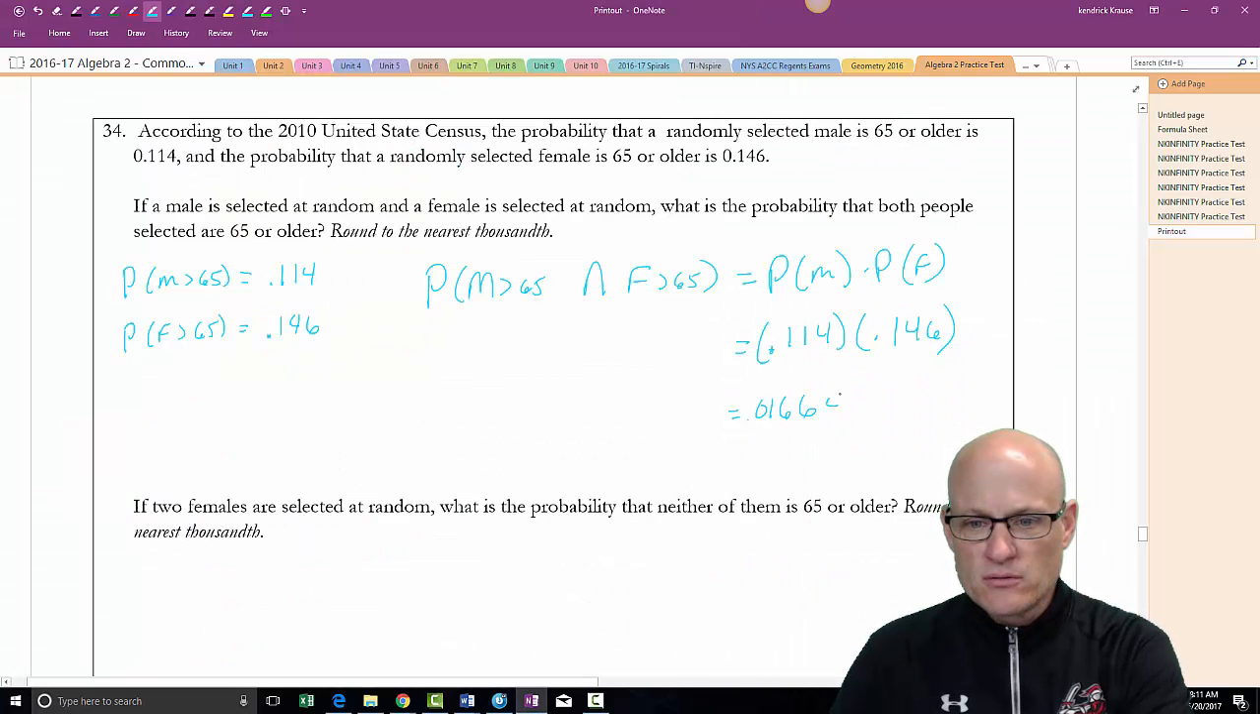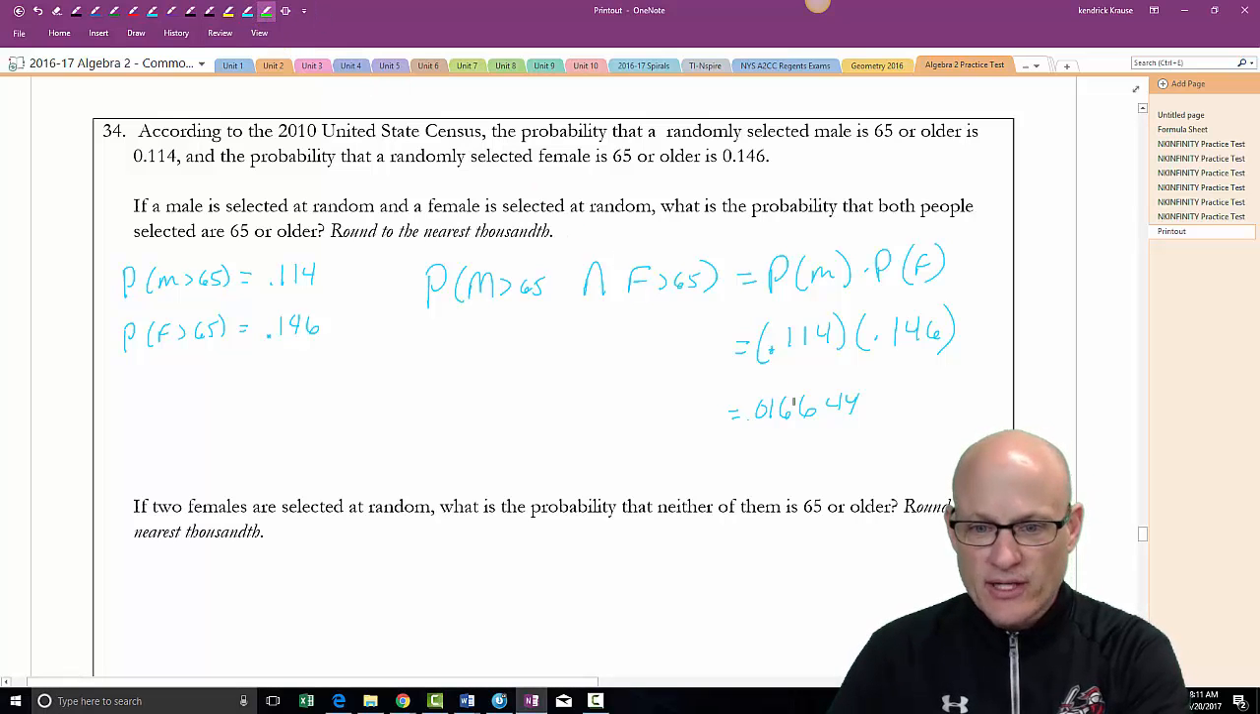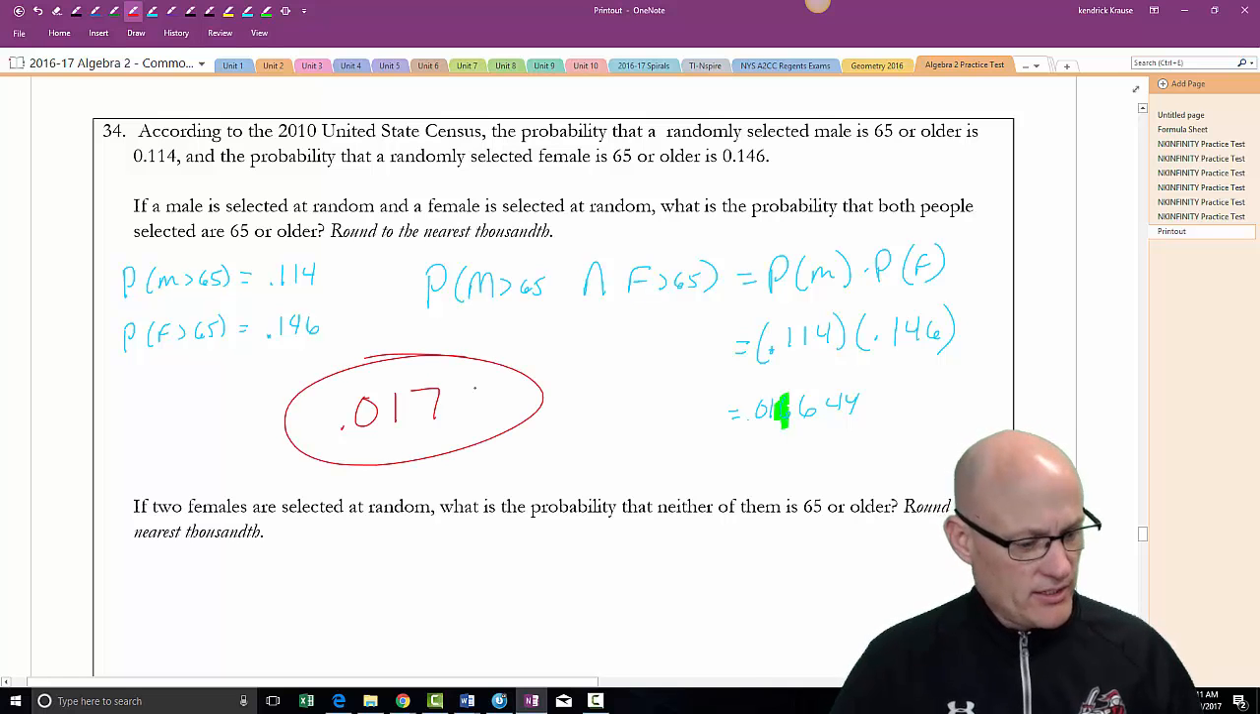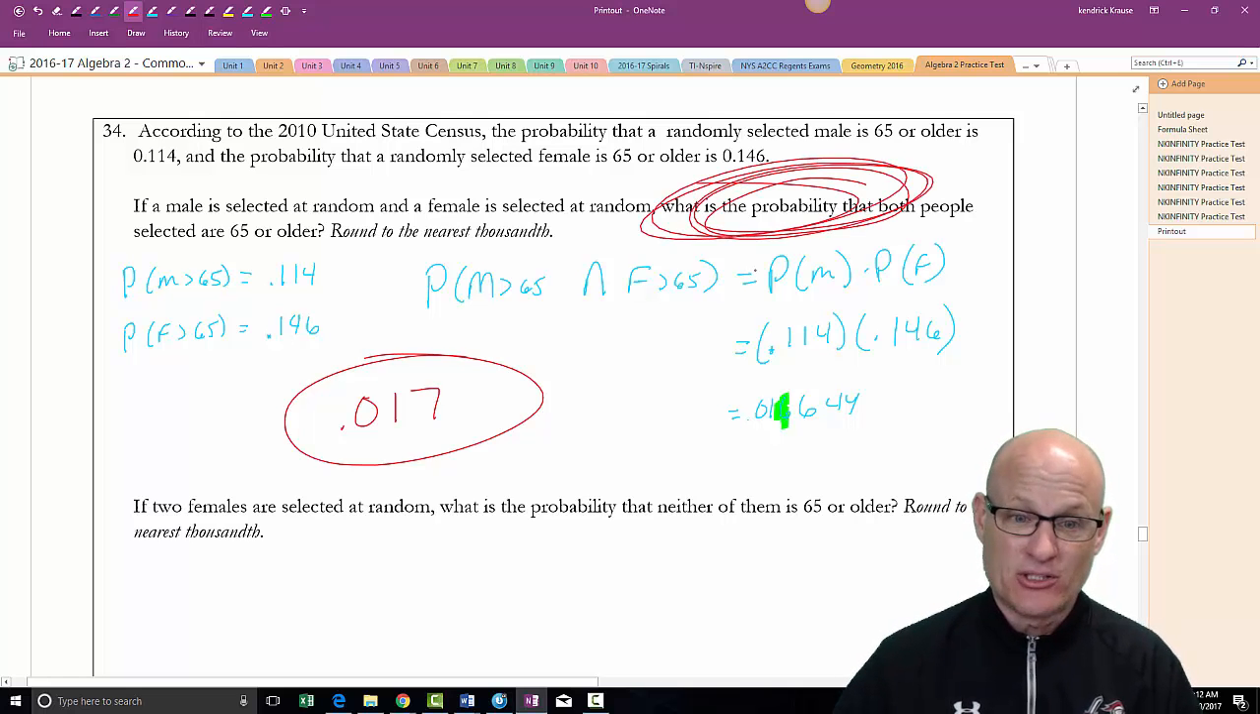0.016644 is rounded to the thousandths place. Let me highlight that thousandths place for you. That's this one. So we're going to round it. So the answer is 0.017. There it is. That's the probability. Now, it did not say percent. It said probability, which means you leave it as a decimal.